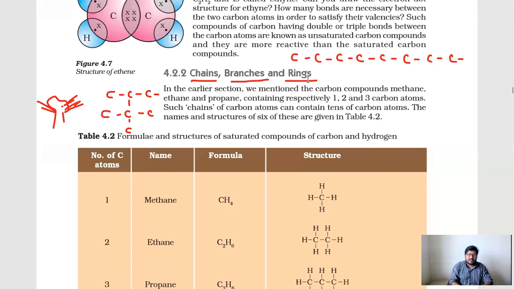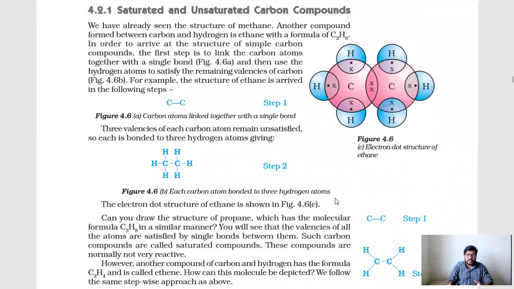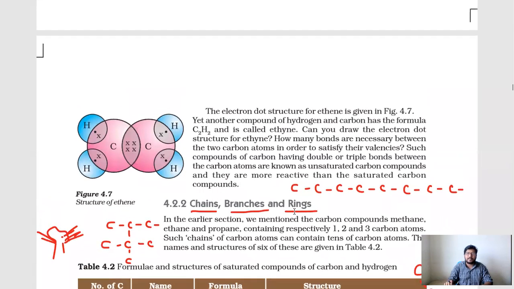And while coming to ring, yes, you know the meaning of the ring. If you represent here carbon with another carbon bonding here carbon, like that, it will become ring. So why are we discussing chains, branches and rings? Because these hydrocarbons, we are learning about hydrocarbons only at present. These hydrocarbons can be represented in the form of chains, branches, or rings. Let us take one example.